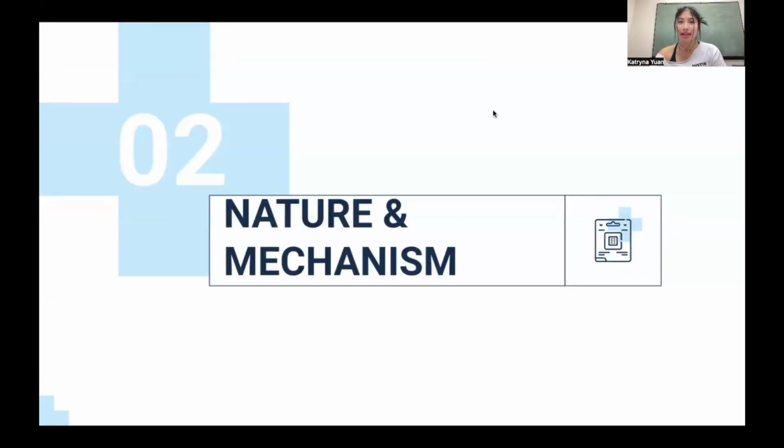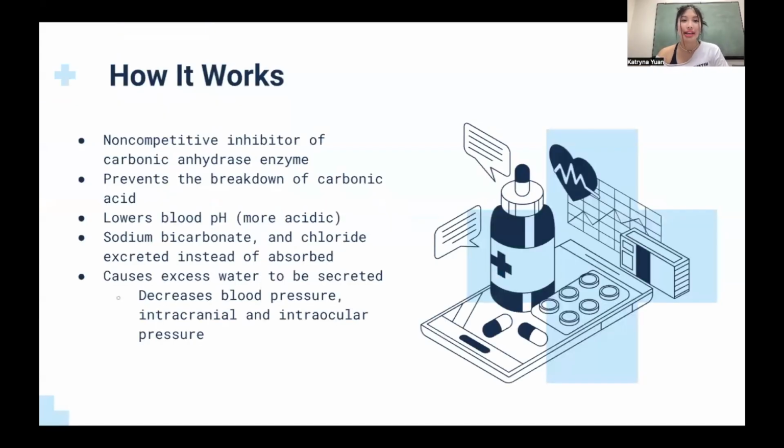Okay, now we're going to talk about the nature and mechanism of acetazolamide. So how it works is that acetazolamide is a non-competitive inhibitor of the enzyme carbonic anhydrase, which prevents the breakdown of carbonic acid, causing an excessive accumulation of this acid. In turn, this will end up lowering your blood pH, as well as regulating the activity of ligand-gated ion channels, such as GABA-A signaling, which slows abnormal electrical activity, which prevents seizures.